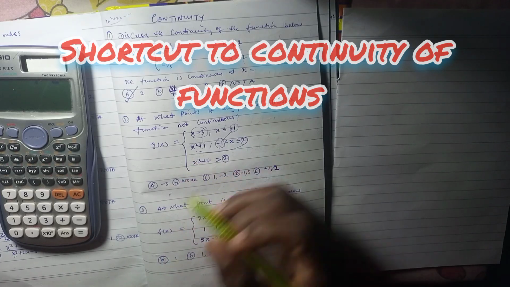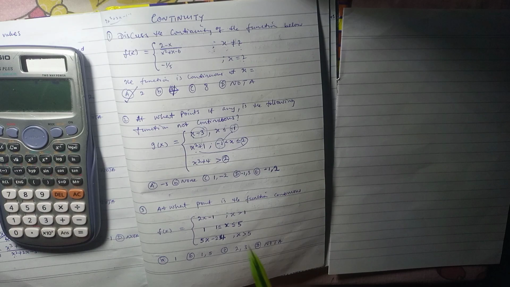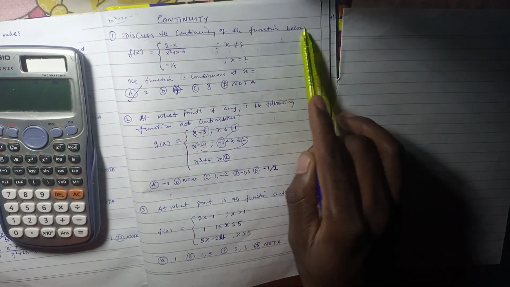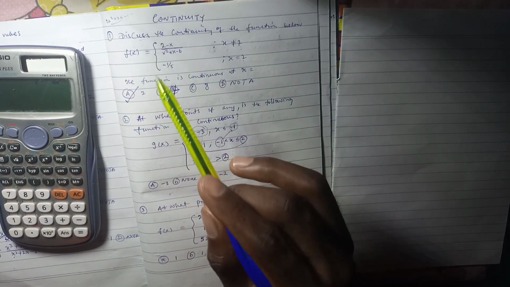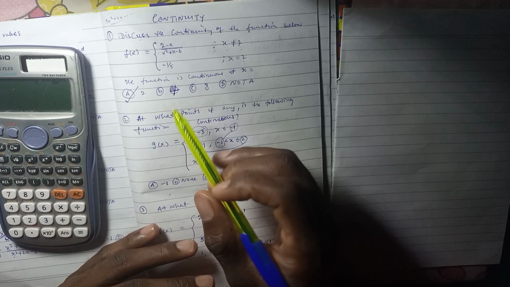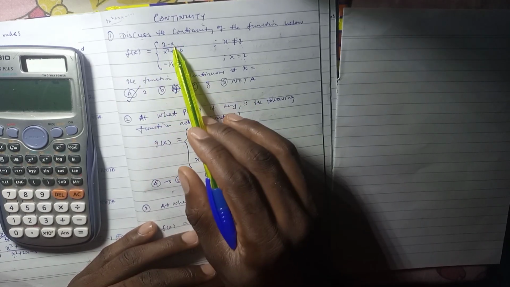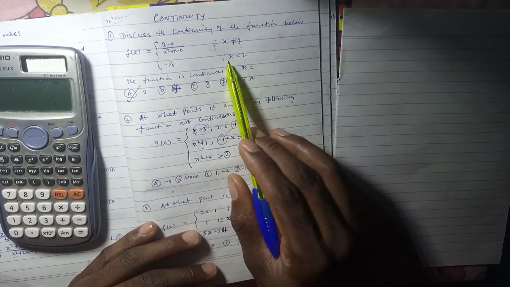Now, in this series, we are going to look at continuity of a function. Okay. Now, look at this number one. They said, discuss the continuity of the function below. f of x is equal to... Now, this is a piecewise function. That is, it contains more than one function inside of it. It has this at this given condition, and it has this at this given condition.